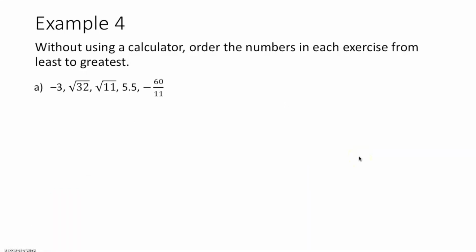Example 4 says, without using a calculator, order the numbers in each exercise from least to greatest. So let's go ahead and do that. First, we start with our negatives, right? Because those are going to be our least values. So how do I figure out what this is approximately?